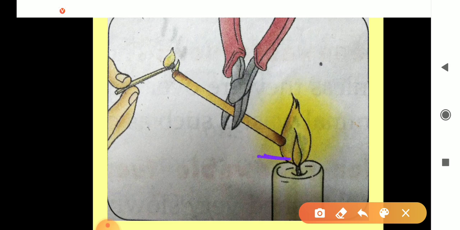Okay, then bring a lighted matchstick near the other end of the glass tube here. Now a flame is observed at the end of the glass rod.